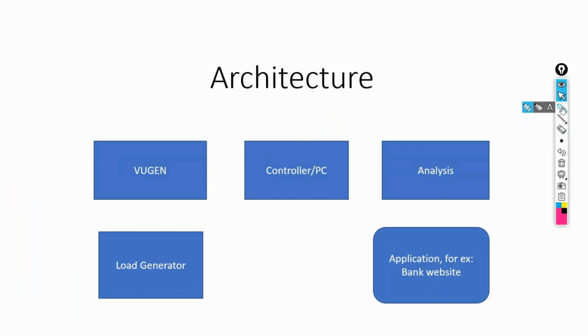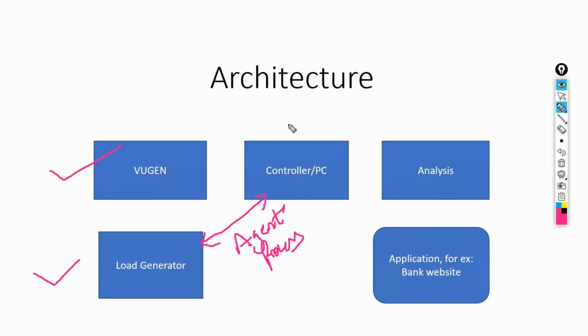There is one more component which is connected to LoadRunner and controller, which we call the agent process, which will be installed by default whenever you install LoadRunner on your machine. This will connect controller and load generator. Why it will connect, we will discuss in detail in our upcoming sessions. But all in all, these are the different components that are part of LoadRunner architecture: load generator, ViewGen, controller or performance center, analysis, and then you can also call agent process.